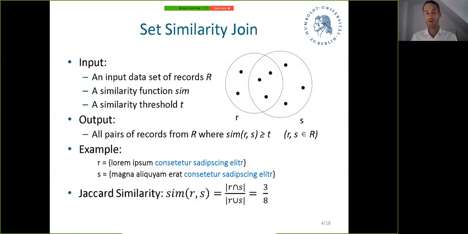One common similarity measure is the Jaccard similarity, which is defined by the size of the intersection divided by the size of the union. In this case, it would be 3/8. So if this number would be above our threshold, we would consider these two records being similar.